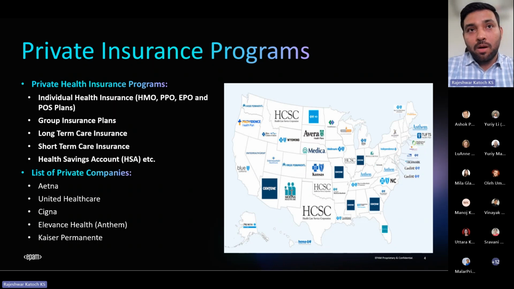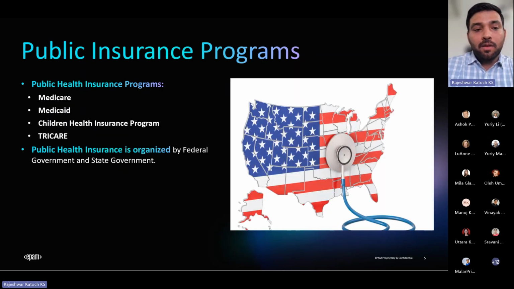Who are the insurance companies who have these plans for the members or the people around in US? We have the list of private companies like Aetna, United Healthcare, Cigna, Anthem and Kaiser. There are many insurance companies, but I have listed a few of them in the private insurance programs. Then we have the public insurance programs, which is governed by the government of United States.